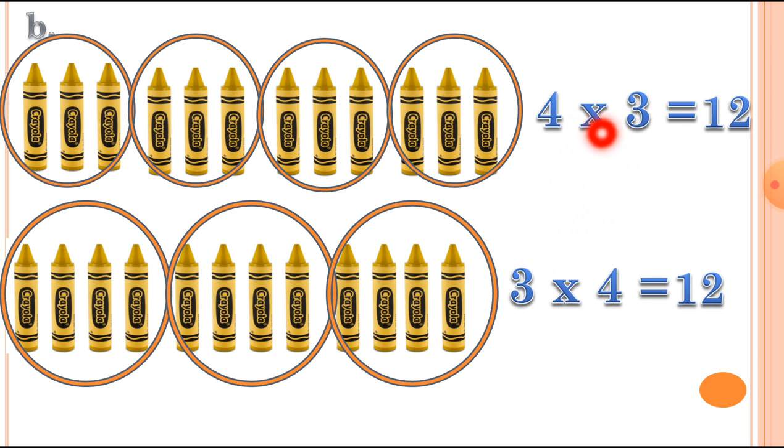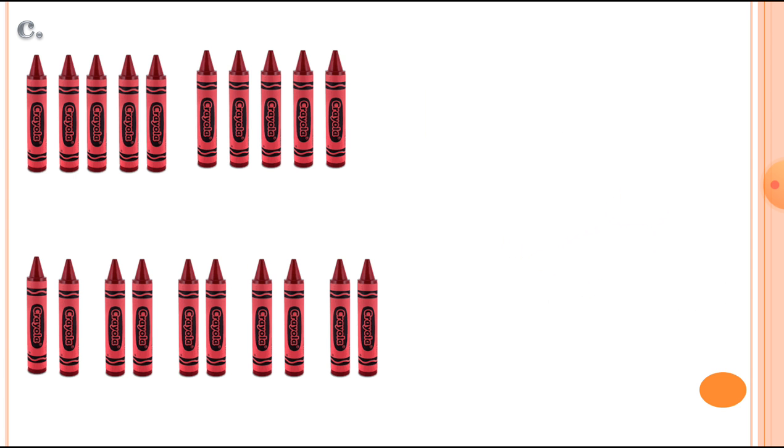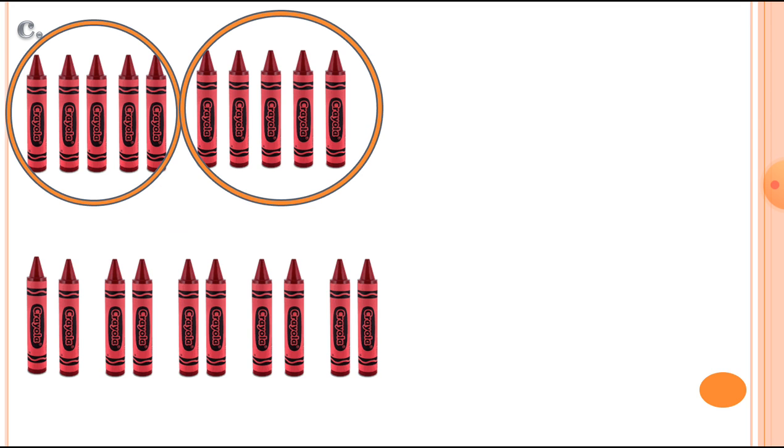You can see, we are just swapping the number. Here we are taking the 4 first and here we are taking the 3 first. This is very easy. Now let's take sum number C. This is also very easy. Here, let's make the groups now. Here we are making 2 groups first. So our first digit will be 2.